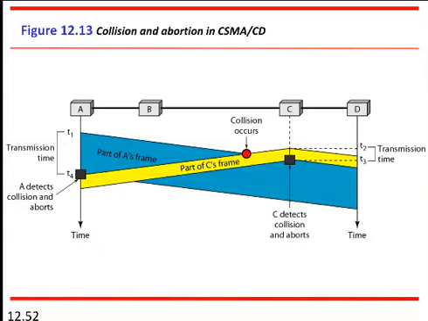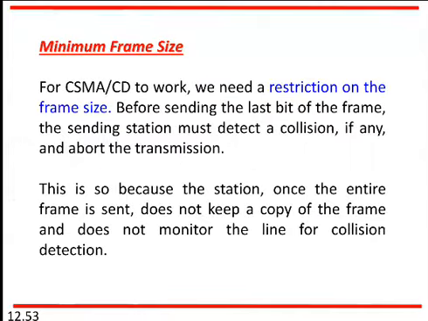Here you can see A is sending in one direction and C is sending in the opposite direction. Both first bits are collided. At the same time, it is sent back and A as well as C are informed that there is a collision, and the transmission is aborted. For that, there is a restriction on the minimum frame size. Before sending the last bit of the frame, the sending station must detect a collision. Once the entire frame is sent, it does not keep a copy of the frame and also does not monitor the line for collision detection.